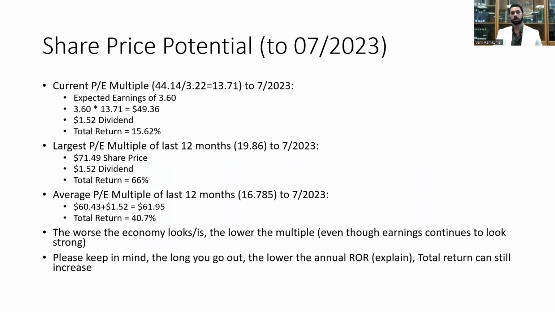You are going to have a share price of $60.43. If you add the dividend on, it's going to be $61.95 total. Okay, your total return is $40.07, or 40.7% in 1 year, if it reverts back to the average PE multiple of the last 12 months, okay?